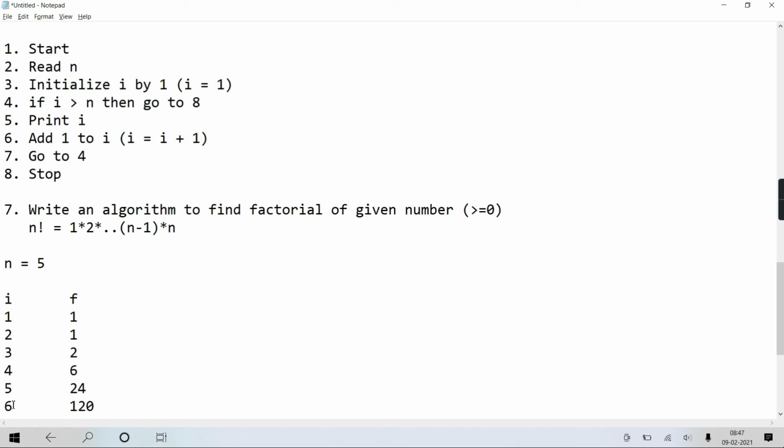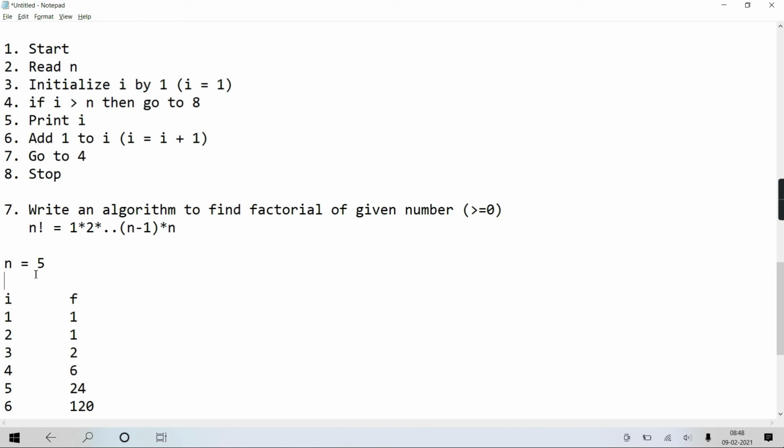Now I is how much? 6, which is greater than n. Stop. And when you stop, print this f. What is f? 120. That is the factorial of 5. Somewhat idea you might have got, I'm sure. Isn't it? Clear?